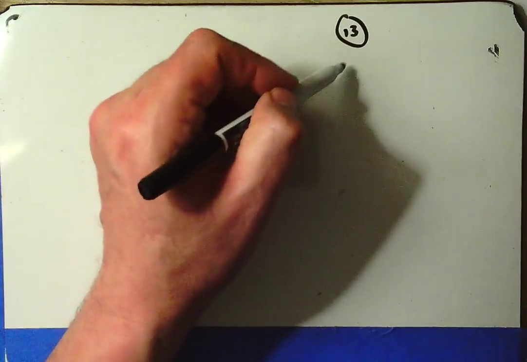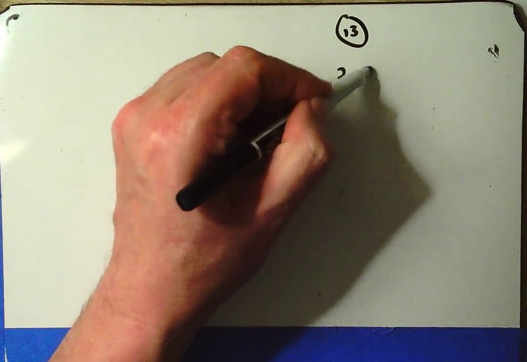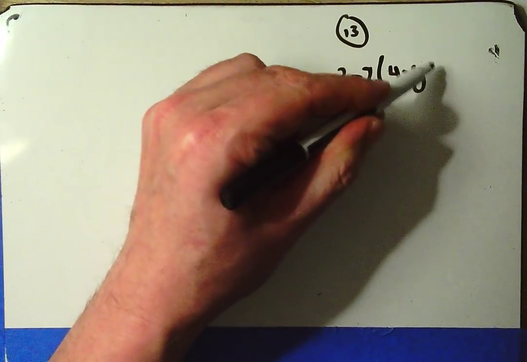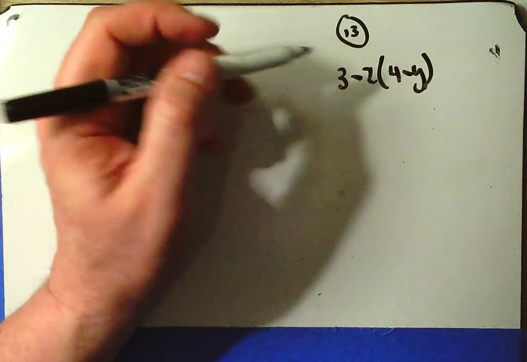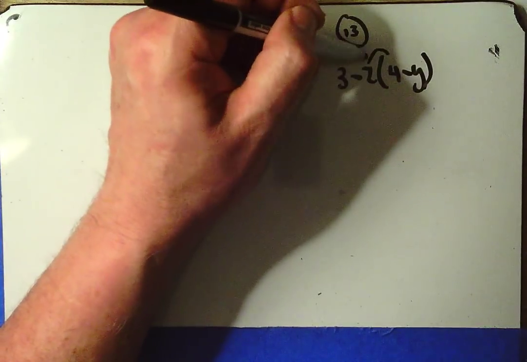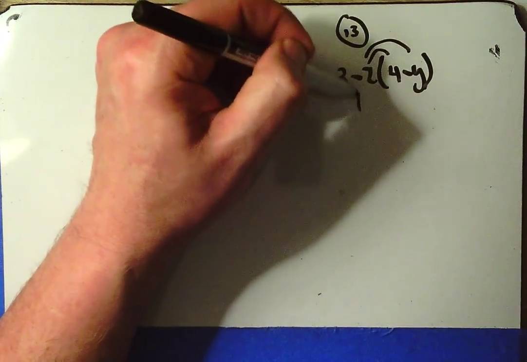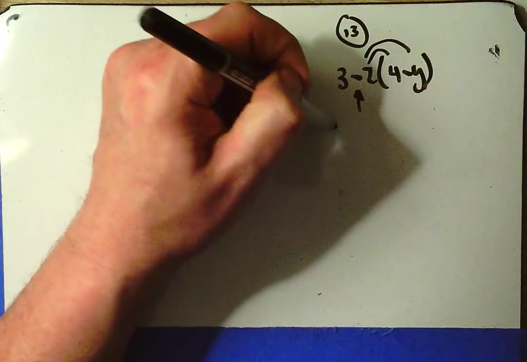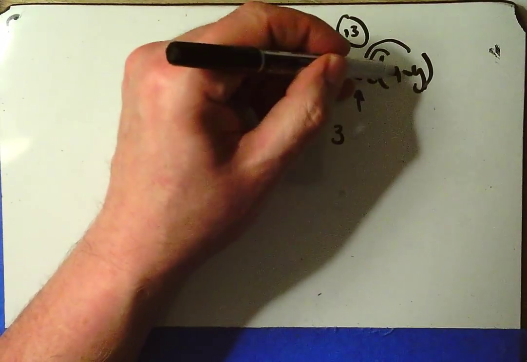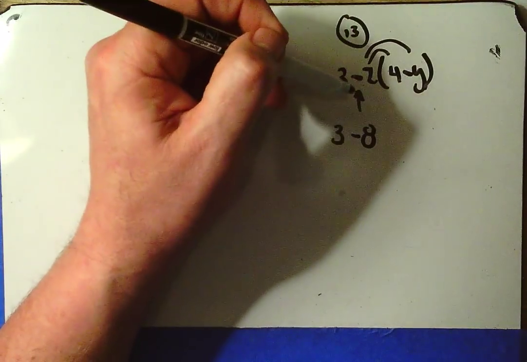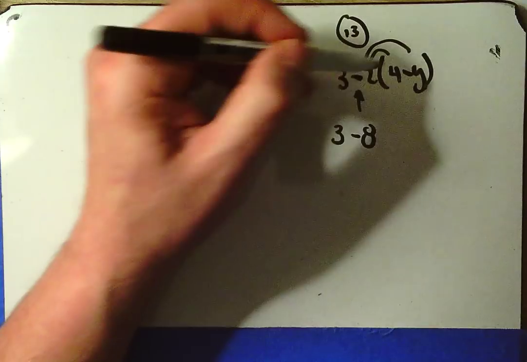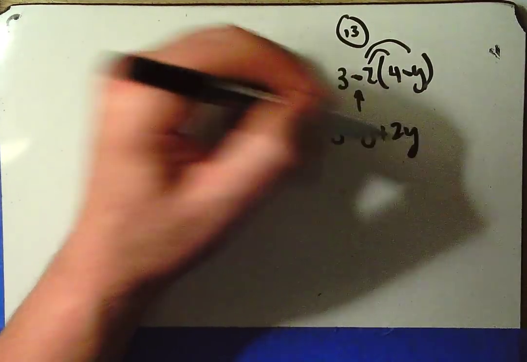13 says for all real values of y, 3 minus 2 times (4 minus y) equals what? Well, let's see if we can distribute that negative 2, not just the 2, but the negative 2 properly. So I'll have 3, negative 2 times 4 is minus 8. Negative 2 times negative y, right? That minus times that minus is plus 2y.